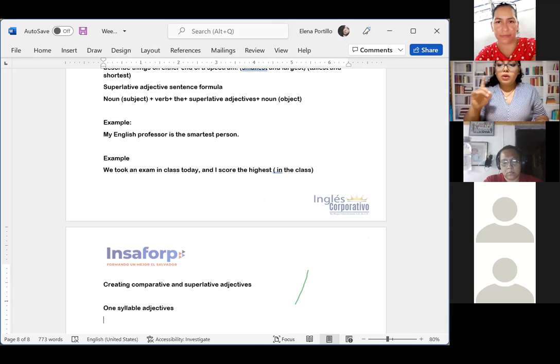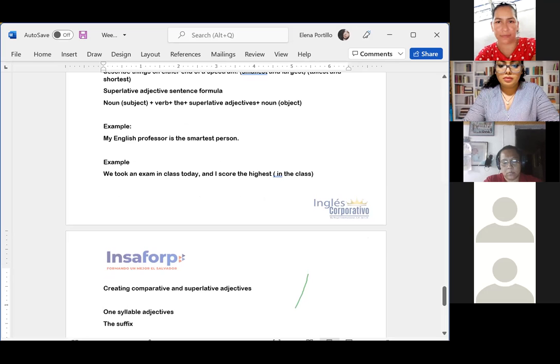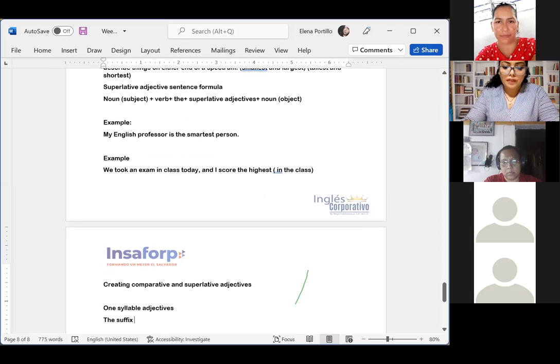So we are going to add some things at the end of the word, the suffix. So we add the suffix er. The suffix er will be added for comparative adjectives, and est for superlative.